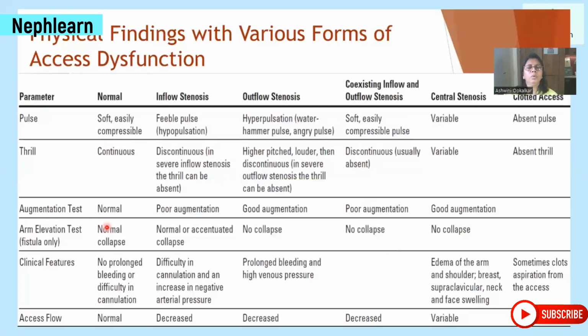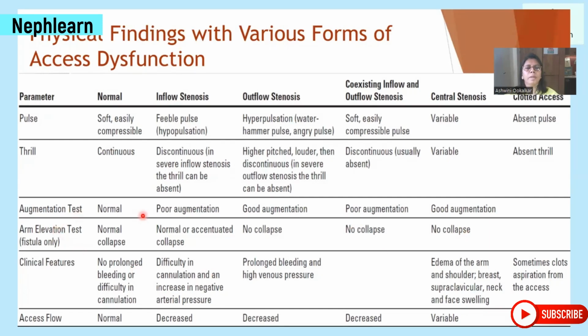So what are these things going to inform us? The pulse and the thrill are very important. The thrill will first indicate if there is any kind of stenosis happening. And then the augmentation test and the elevation test will further tell us if it is an inflow or an outflow stenosis. The arm elevation test informs us about an outflow stenosis, where if you raise the arm above a certain level, the blood in the fistula should drain to the heart and therefore there should be a collapse. But if there is an outflow stenosis, then there is no collapse, and this is what is seen.